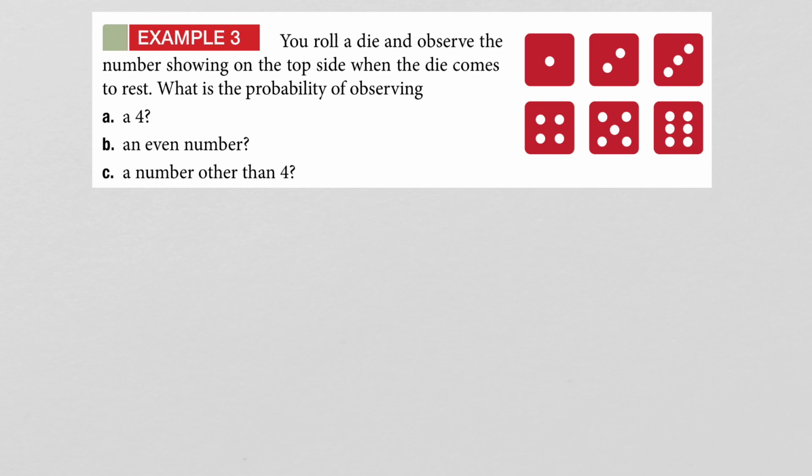So for a simple example here, if you roll a die and observe the number showing on the top side, what is the probability of observing a 4? So first of all, we're going to write this as the probability of getting a 4. And now we just need to think, how many ways can you get a 4? Well, of course, there's only one way to get a 4 out of 6 total possibilities. And so this probability is going to be 1 divided by 6.